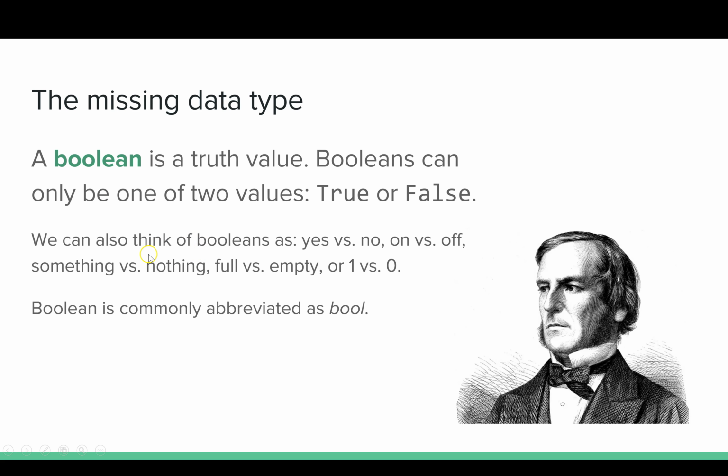So we haven't covered this Boolean type yet. A Boolean is a truth value. Booleans can only be one of two values, true or false. We can also think of Boolean as yes or no, on or off, something versus nothing, full versus empty, and so on. It is also commonly abbreviated as bool.